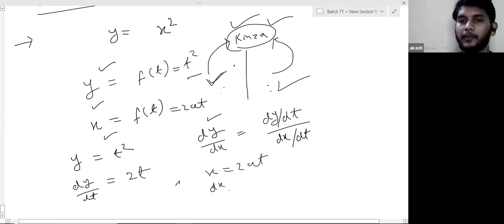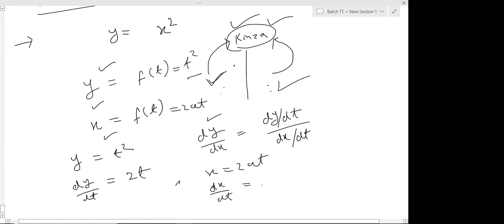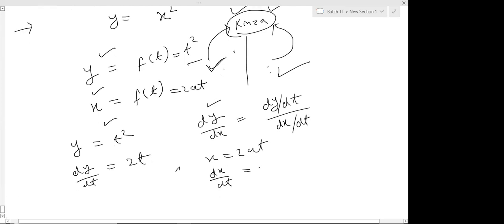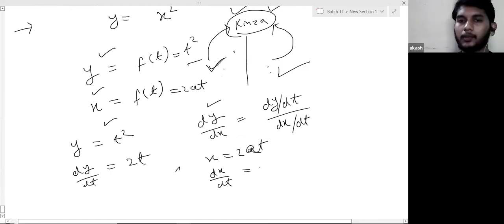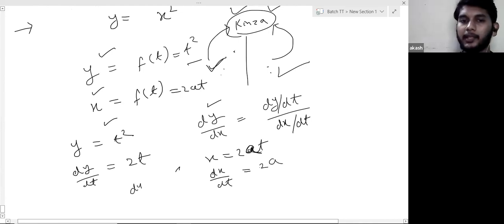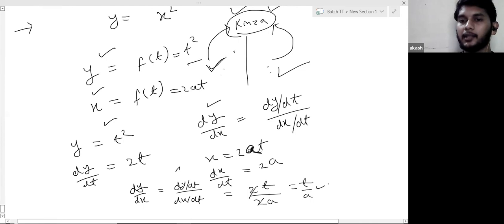Kinza, what will be dx by dt? Two will be taken outside, and a is also a constant. Okay, 2a into 1, so 2a. So what will be dy by dx? This will be dy by dt upon dx by dt. So this is 2t upon 2a. So this is cancelled. So t by a is the answer.